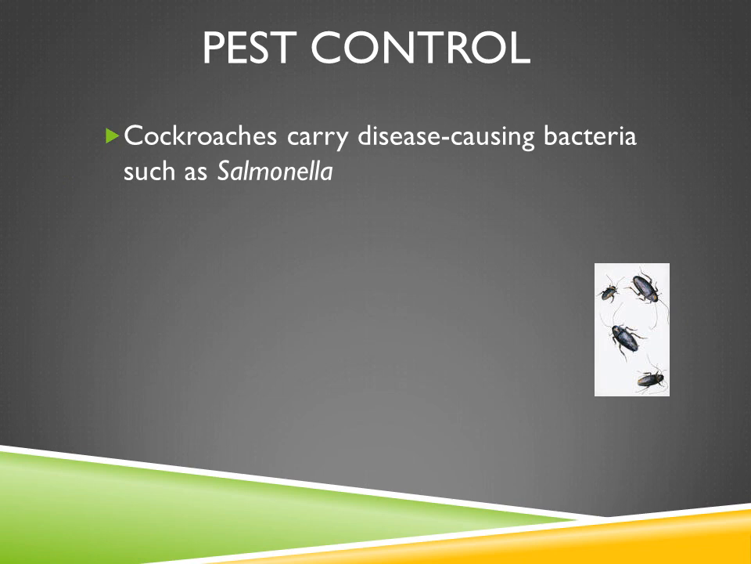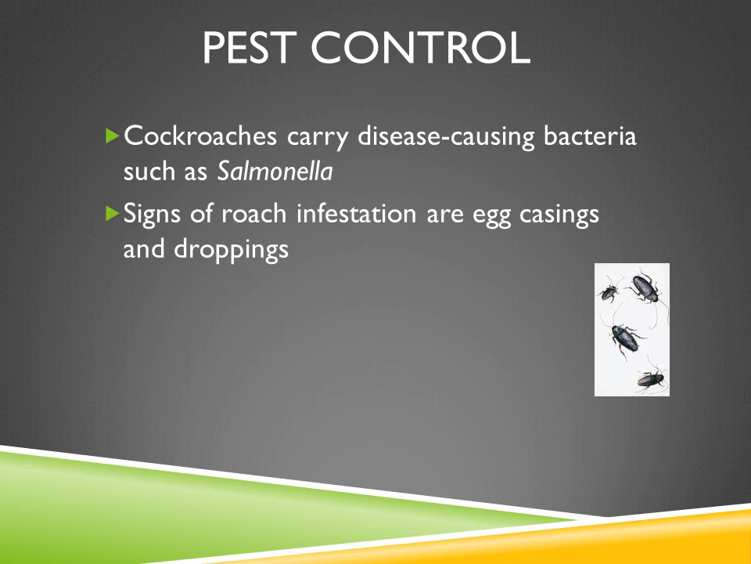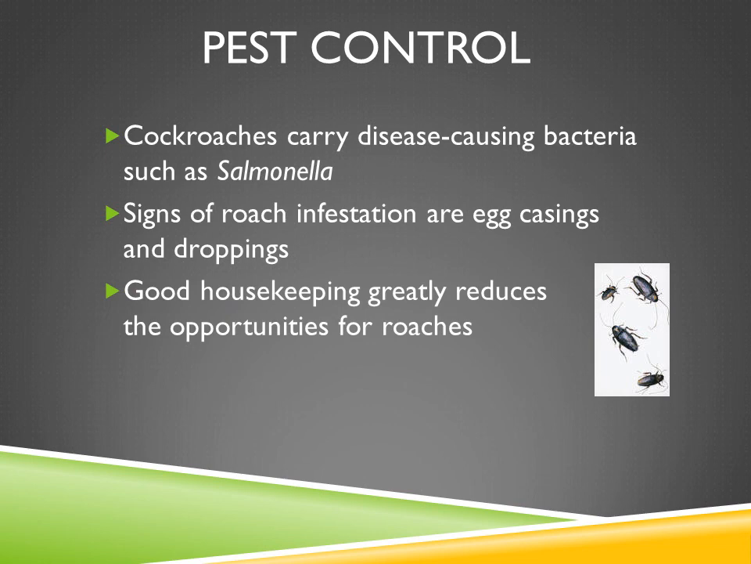Cockroaches carry disease-causing bacteria such as salmonella. Signs of roach infestation are egg casings and droppings. Good housekeeping greatly reduces the opportunity for roaches. Clean the place up, and guess what? You don't have so many roaches anymore. It's amazing how that works. So do it.